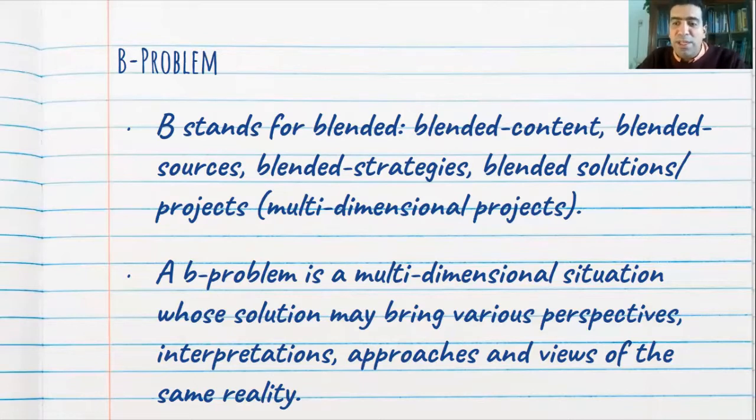Another aspect is the sources, okay? The sources are related to what sources we are going to use in order to carry out a project. So a problem and a project are related to using virtual resources, physical resources, mental resources, emotional resources, different types of resources. Also, another element that is important is blended strategies. You know that there are five different types of strategies. We have cognitive, metacognitive, social, affective, and compensational strategies.